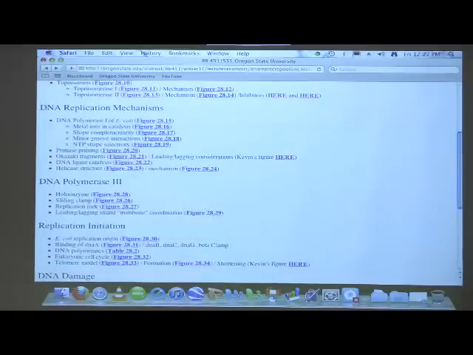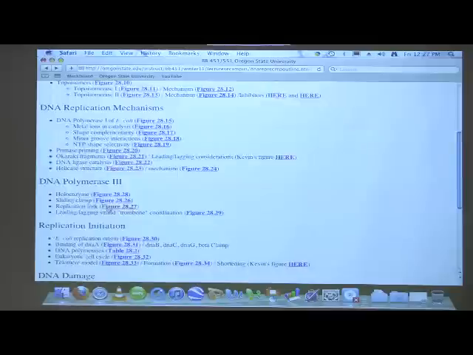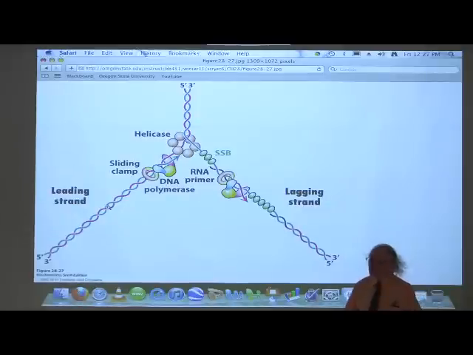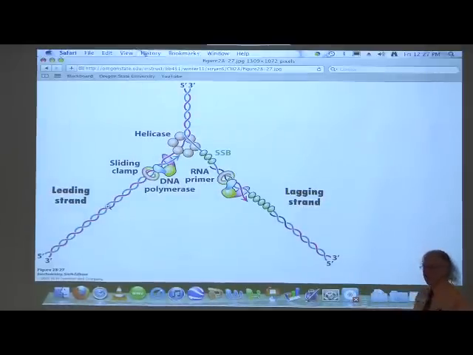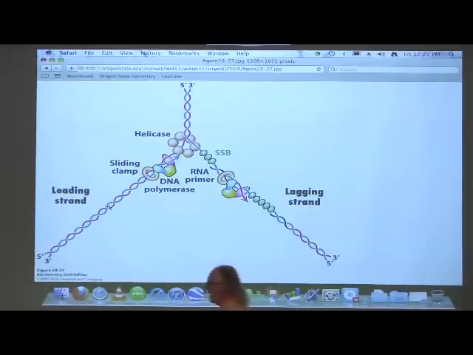Okay. Now, the next thing I want to tell you about, let's go back down to this replication fork again. If we go back to the replication fork, we see some other things on here I haven't described. One is this enzyme up here called helicase. Helicase turns out to have an incredible enzymatic activity and an essential function.